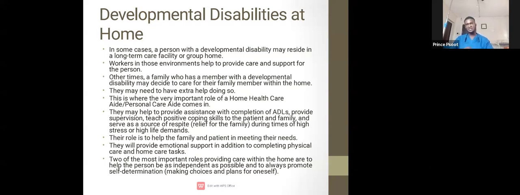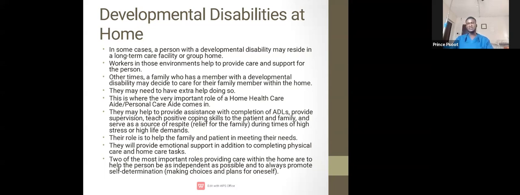First, they have to provide assistance with completion of activities of daily living. They provide supervision, teach positive coping skills to the patient and family, and serve as a source of respite, that is, relief for the family during times of high stress or high life demands. Like we discussed initially, developmental disabilities can be very stressful, especially emotionally. It can cause a wide range of emotional stress for the patient and for the family themselves.